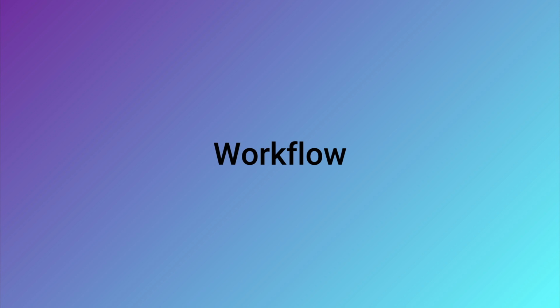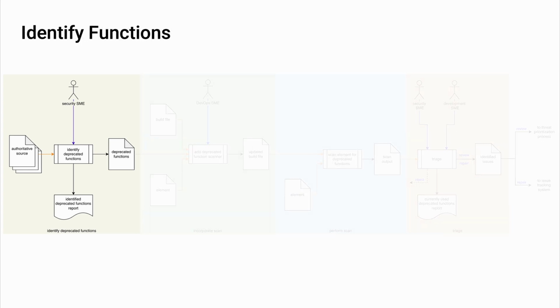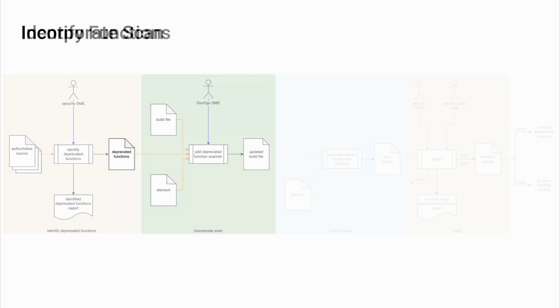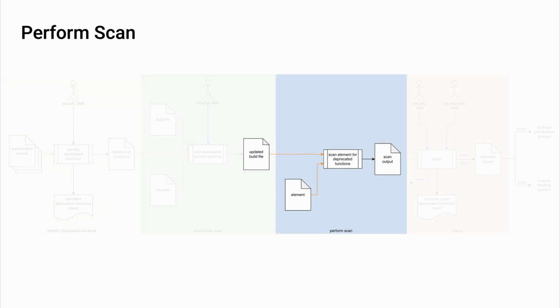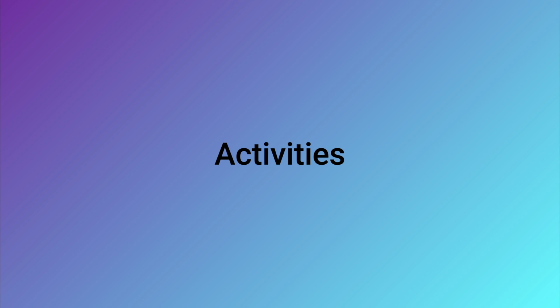With this motivating example out of the way, let's look at the workflow involved in the handling of deprecated functions. The workflow for performing the deprecated functions handling process is broken down into 4 discrete activities. These are identifying the deprecated functions, incorporating the scan, performing the scan, and finally, conducting a triage of the issues identified by the scan. Now let's turn our attention to each of these activities and get into some more detail.